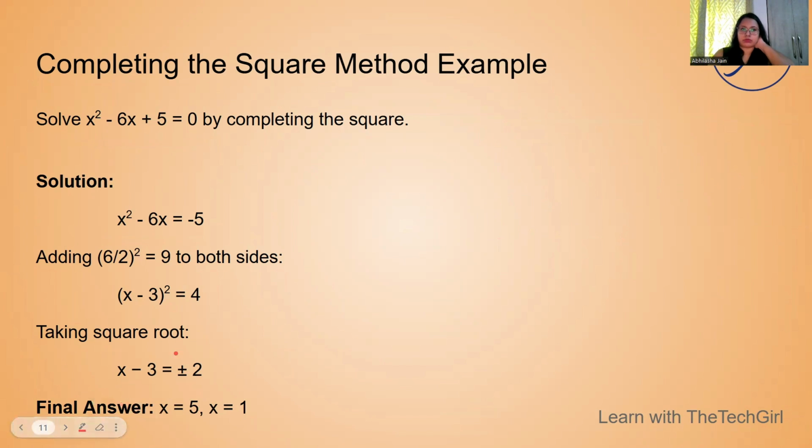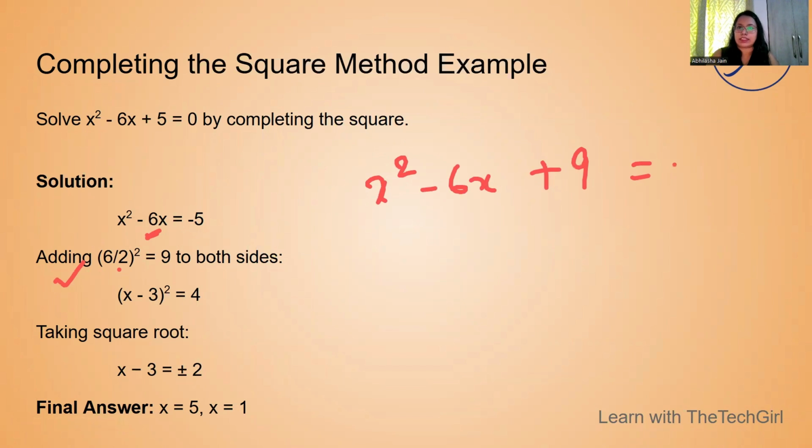Now, after doing that, you have b. The b value is 6, so 6 by 2. So you add it to both sides. 6 by 2 whole square is nothing but 9. Why? Because 6 by 2 is 3, and 3 square is 9. So you have x square minus 6x, and then you are adding 9. So negative 5 plus 9.